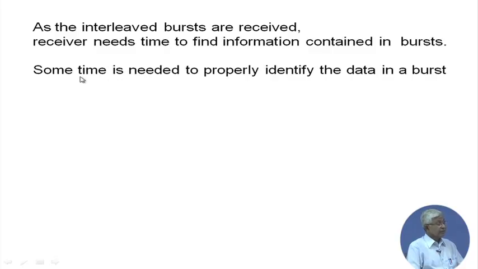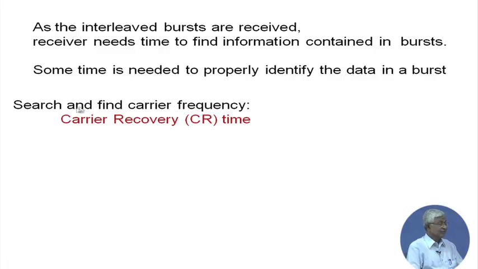The receiver will take some time to properly identify a burst. A demodulator has to identify where the burst is in terms of frequency. So it has to search and find the carrier frequency, because the demodulator might have some VCO or center frequency in a free running condition, and suddenly at the input another carrier has come which may have a slightly different frequency, because of various reasons, since the receiver, the transmitter and the intervening path may have differences in frequency. So it takes some time, and that time is called carrier recovery time.